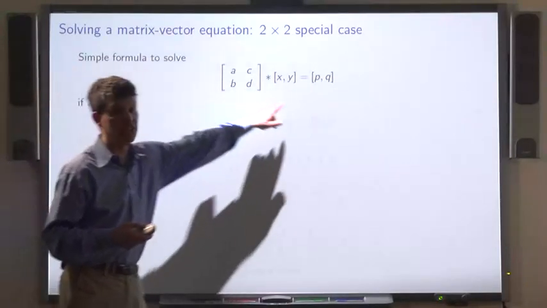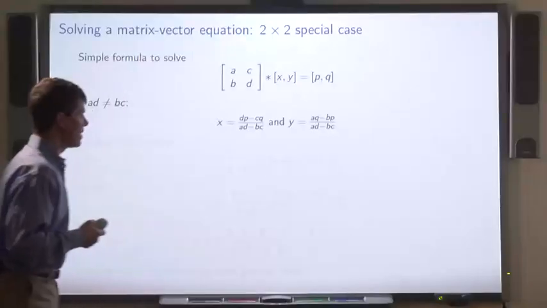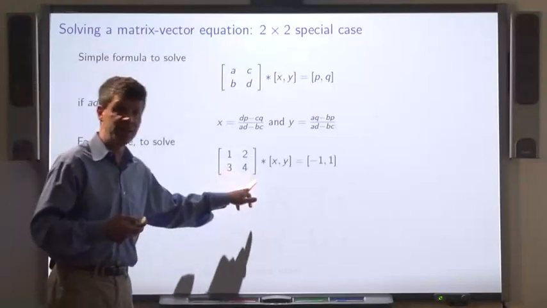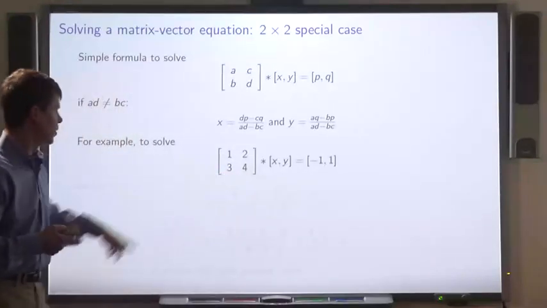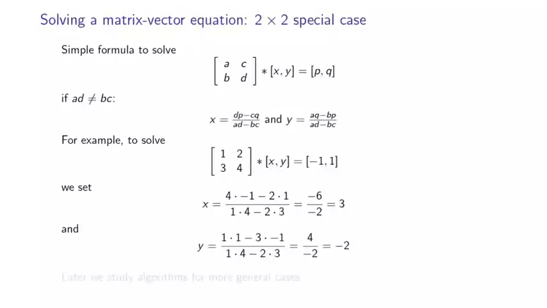Here's a way to solve the special case where the matrix is 2 by 2. To solve an equation of this form, we require that ad is not equal to bc. And if that's the case, we solve by setting x equal to (dp - cq) over (ad - bc), and y equals (aq - bp) over (ad - bc). So, for example, to solve this matrix-vector equation, we would set x and y according to the formulas. Later, we'll study algorithms for the more general case.